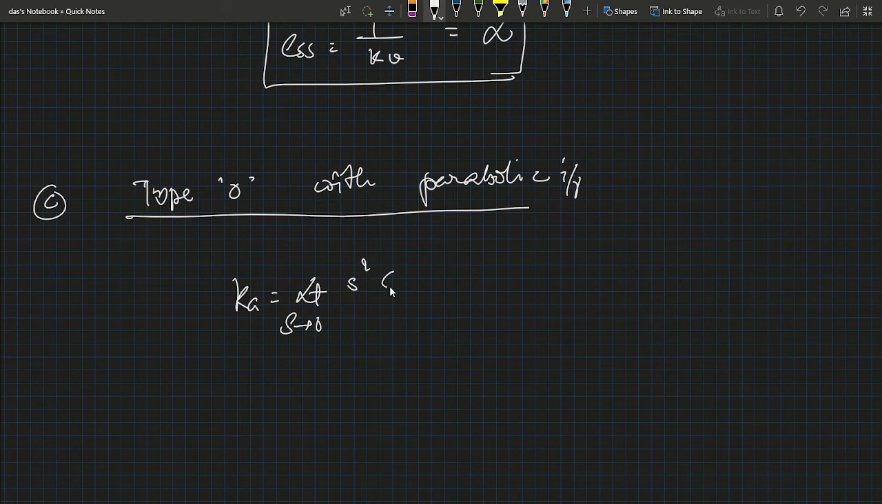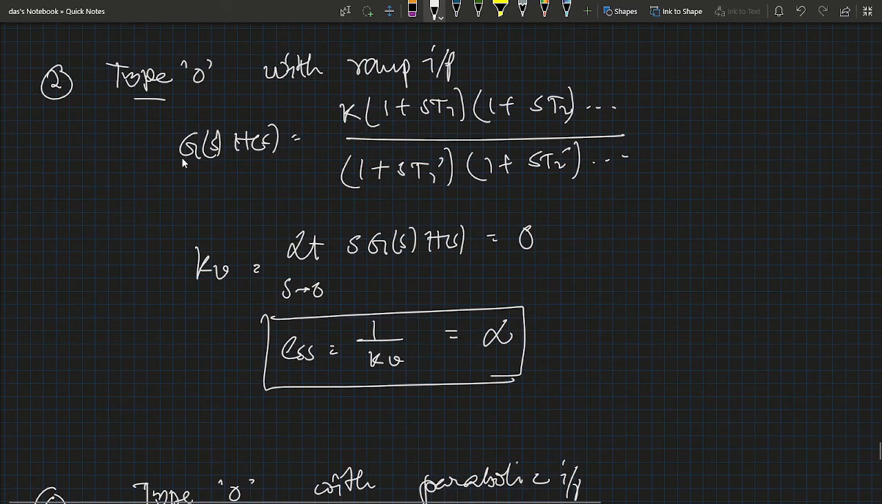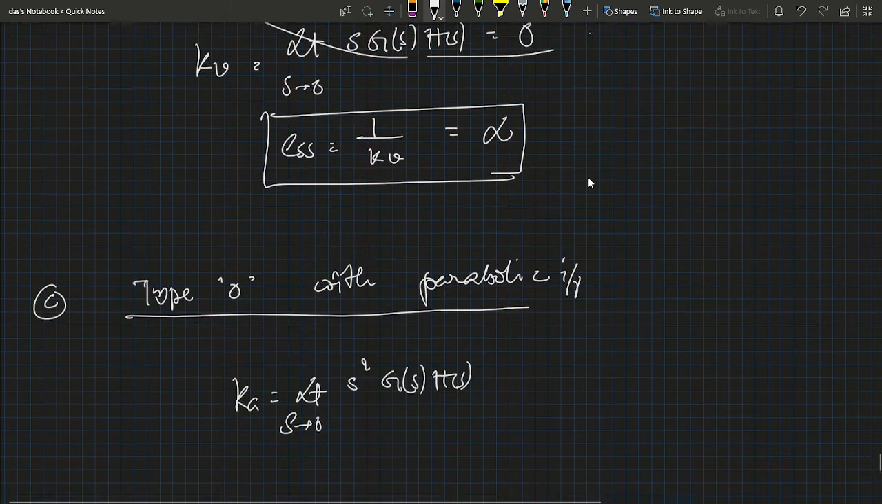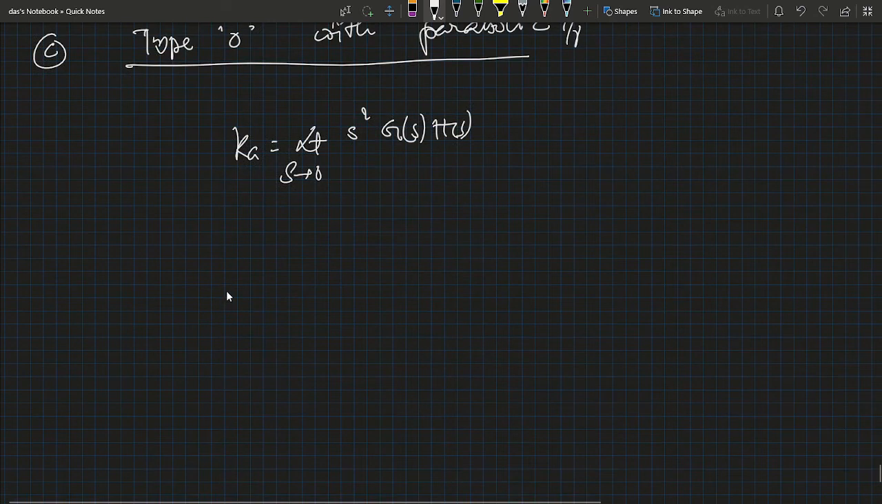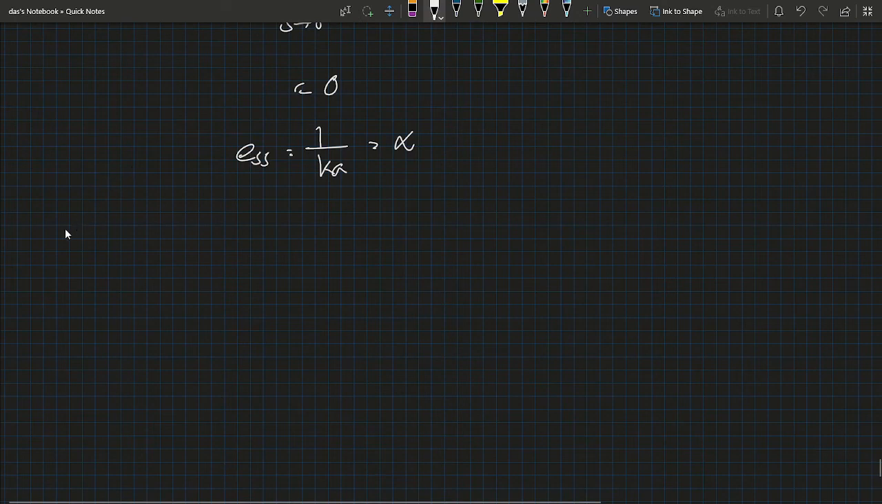s squared G(s)H(s). If we put G(s)H(s) here, students, please do it yourself, put the same G(s) and H(s) here, and ultimately the Ka value equals 0. Therefore steady state error, again 1 by Ka, is equal to infinity. That is for the type 0 system. Now there is another system known as type 1 system. Now we discuss type 1 system.